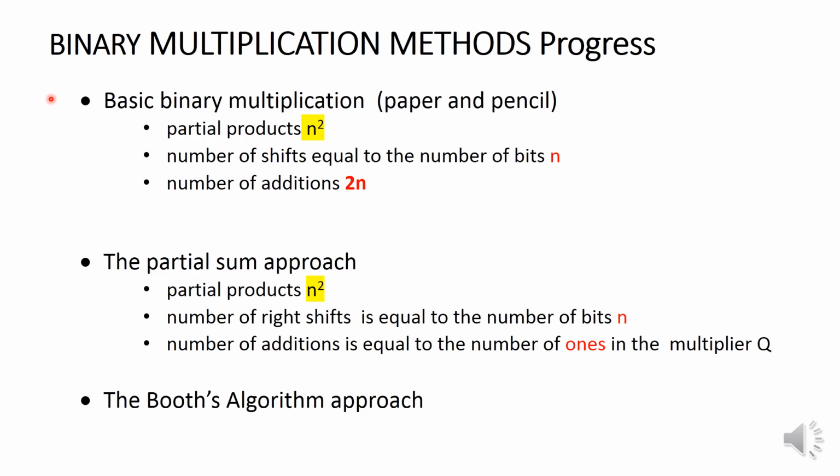So, in the basic binary multiplication, the number of partial products is n to the power 2, the number of shifts is equal to the number of bits, and the number of additions is 2 times the number of bits. In the partial sum approach, the number of partial products and the number of shifts are also the same, but the number of additions depends on the number of ones in the multiplier, which makes this process better in the case that the number of ones is less than the number of bits.